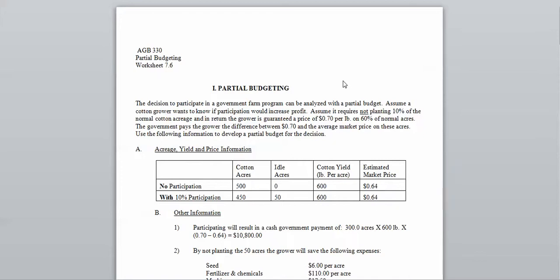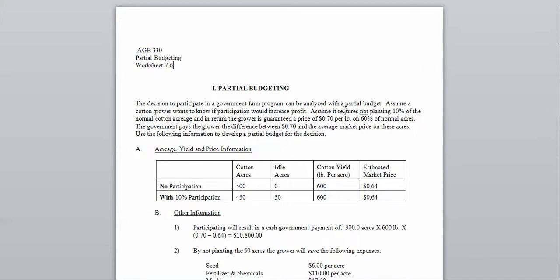The decision to participate in a government farm program can be analyzed with a partial budget. Assume that a cotton grower wants to know if participation would increase their profit. We're going to assume that it requires not planting 10% of the normal cotton acreage. In return, the grower is guaranteed a price of 70 cents a pound on 60% of their normal acres. The government pays the grower the difference between 70 cents and the average market price on these acres. Let's use the following information to develop a partial budget for this decision.